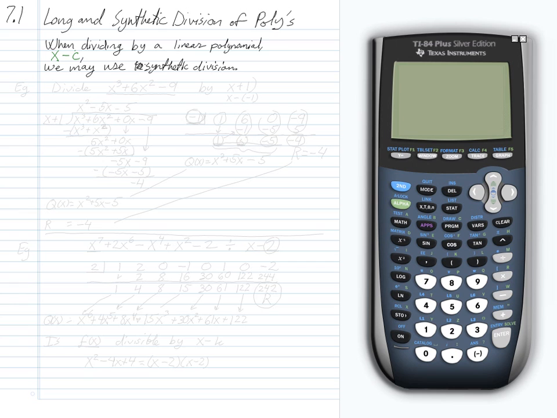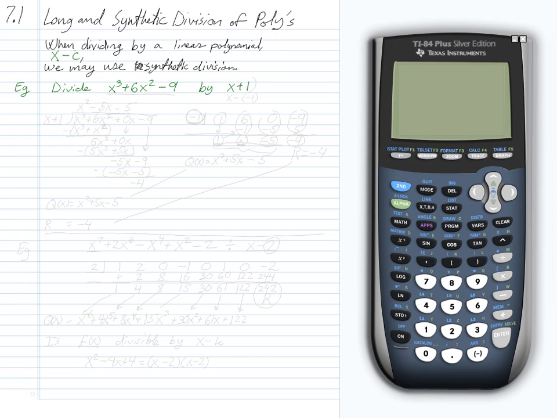So I will use both approaches simultaneously. I will divide one polynomial, let's say x cubed plus 6x squared minus 9 by x plus 1.